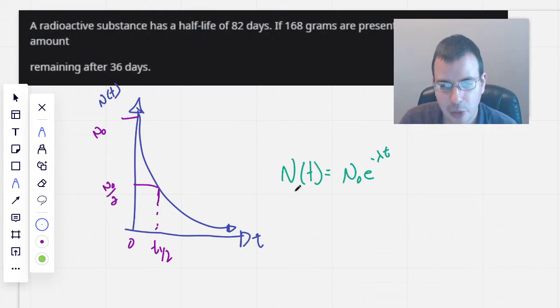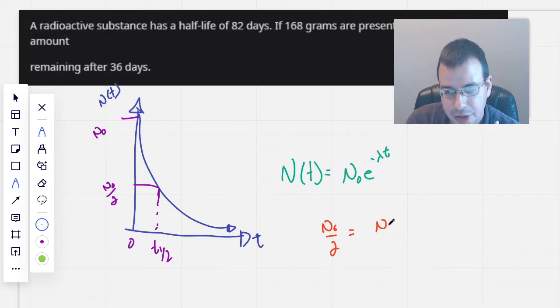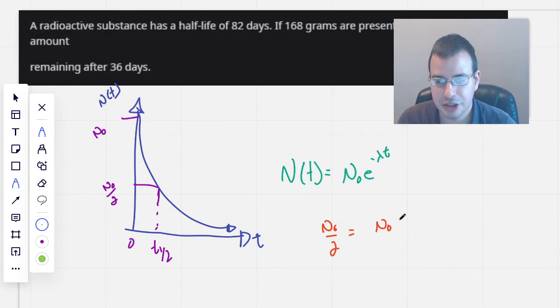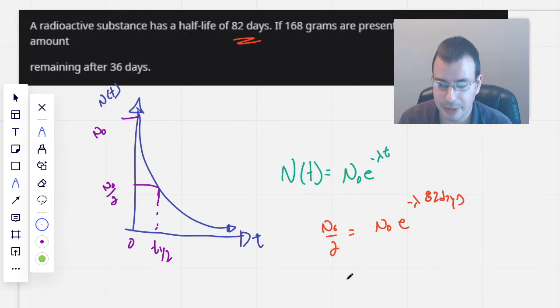I'm going to say the amount we have is n naught over 2, basically half. That's supposed to be a 0, not a 6. And that's equal to n naught, because that's just a constant, our initial amount, times e to the negative lambda, that's unknown, times t, which is our half-life, 82 days. So now we want to solve for lambda.